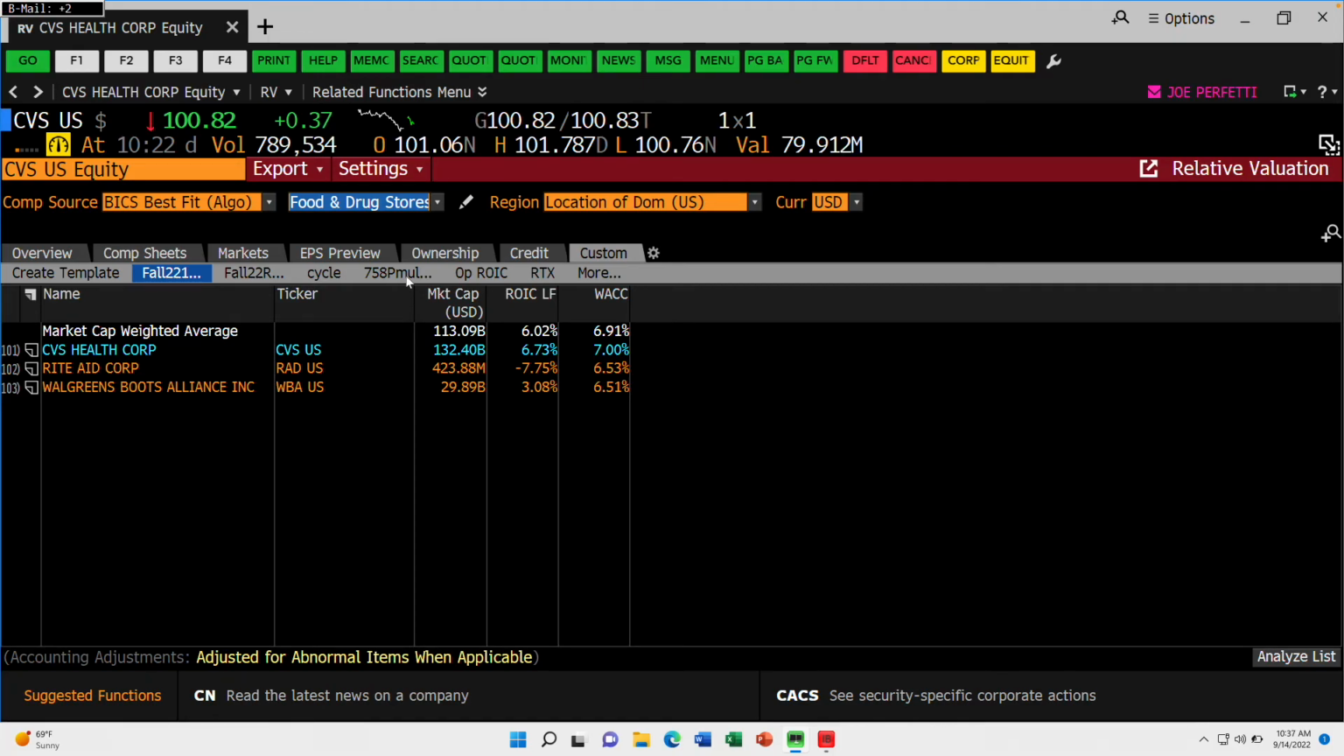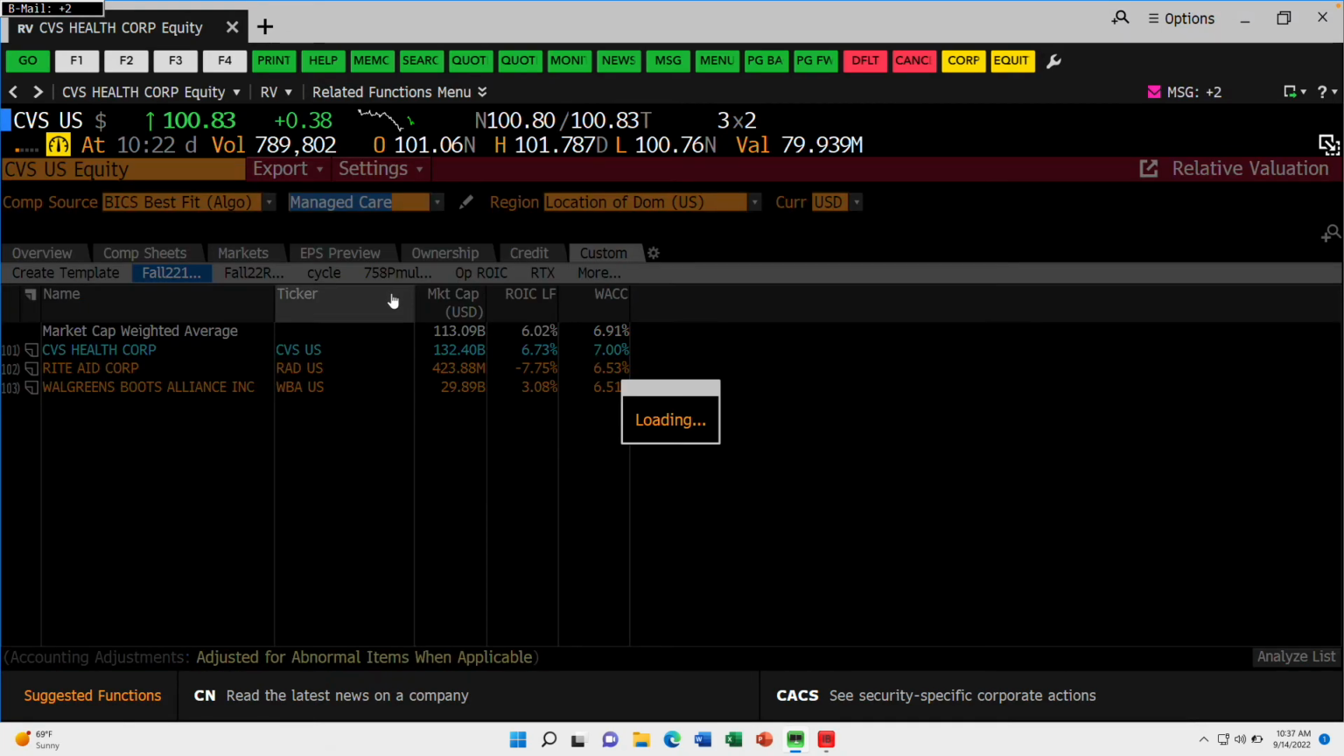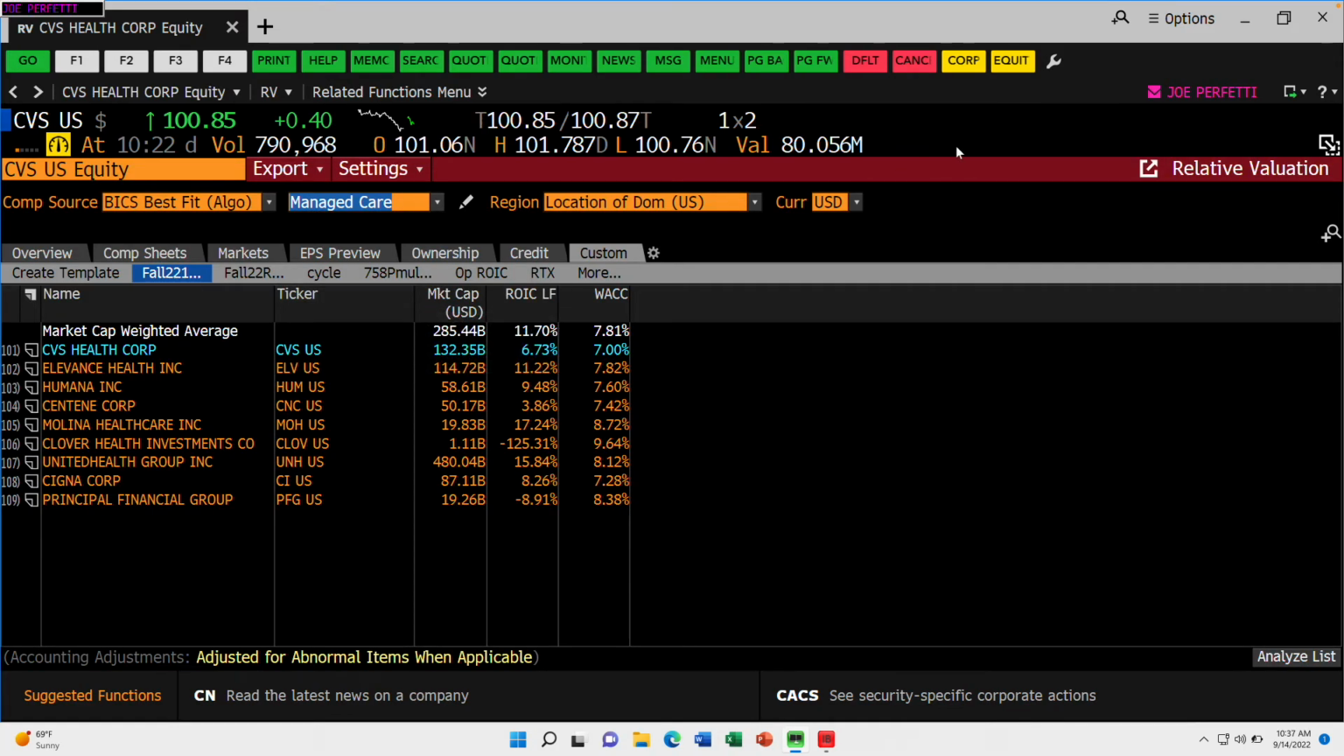Okay. Now, if I look at my Aetna business, I switch here, I go to managed care. The second thing you'll notice is not only are the returns higher, the average ROIC of the managed care business right now, based on these peers, is 11.7% against an 8% WACC, but it's much higher. This is much more attractive than the food and drug business.